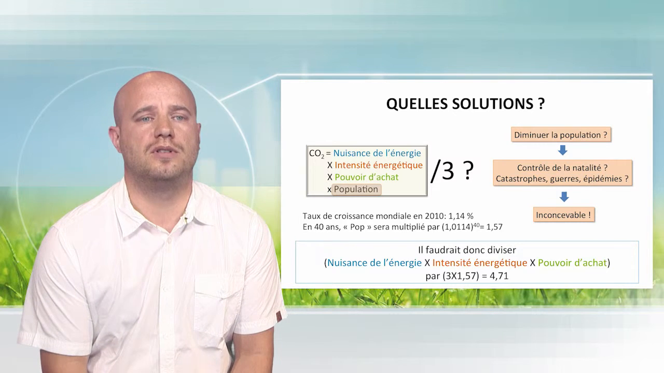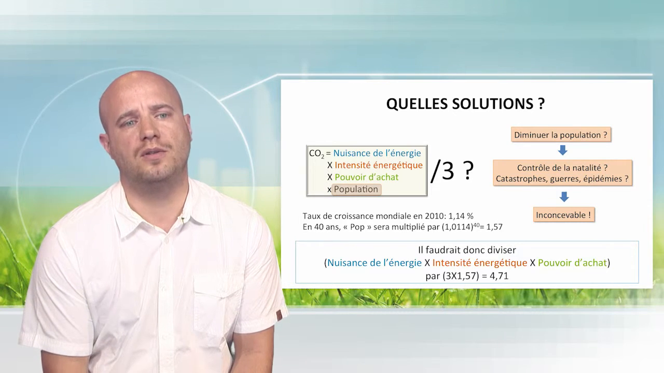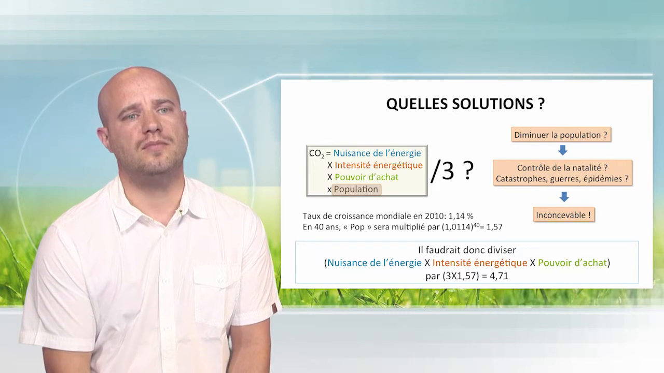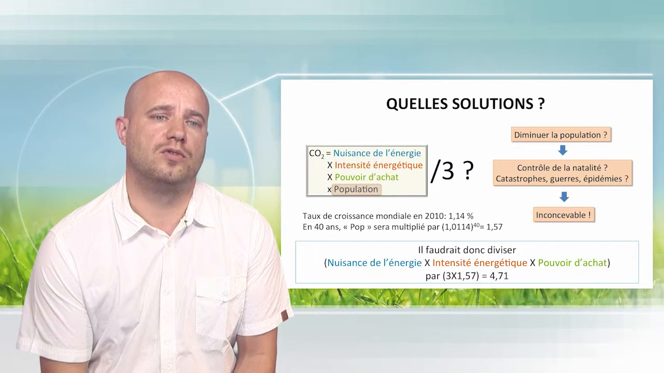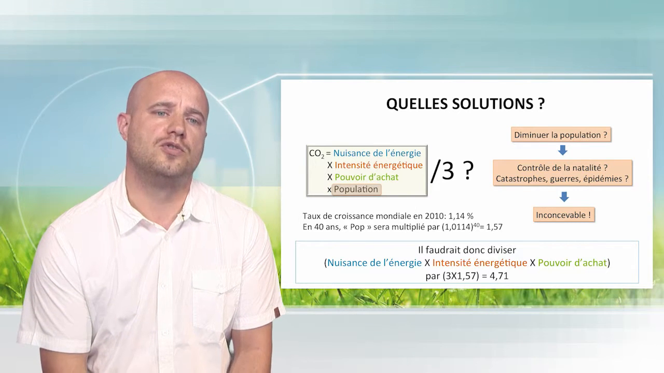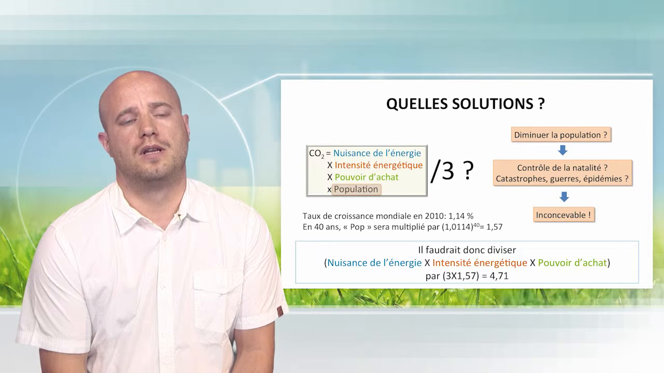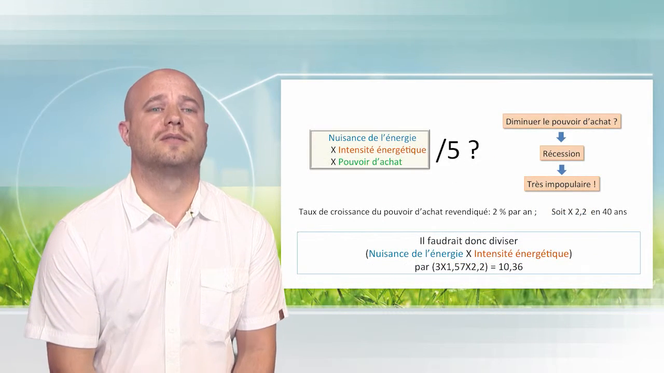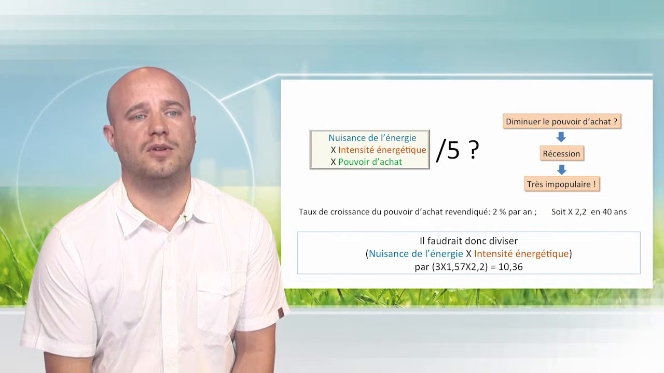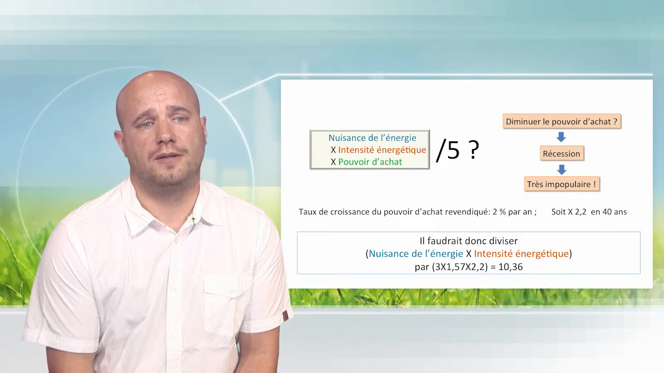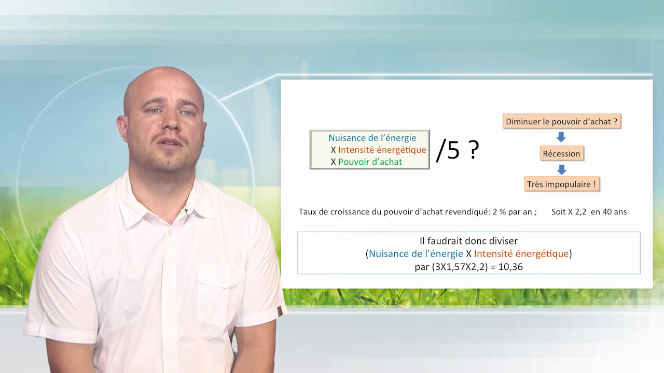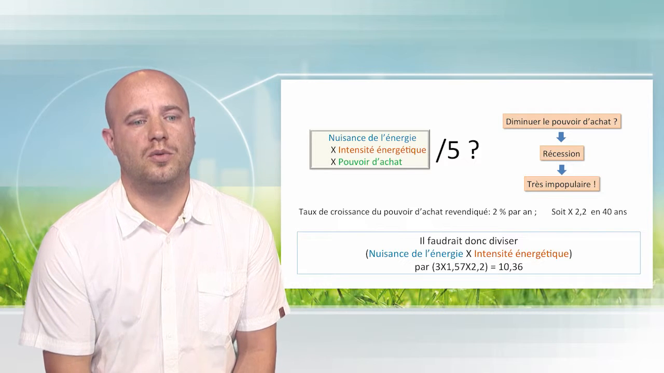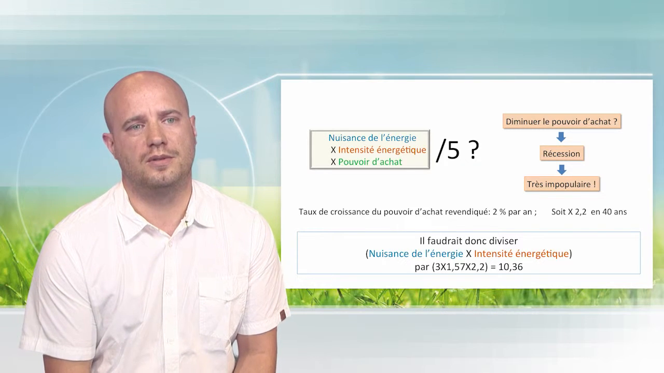However, we do know that by 2040, the population will be multiplied by 1.6. So the 1.6 population increase will need to be applied to the other factors. 3 times 1.6 is approximately 5, so we need to divide all the other members by a factor of 5. Purchasing power. If you were told you need to divide your purchasing power by 5 in the coming years, that would be a very unpopular decision.